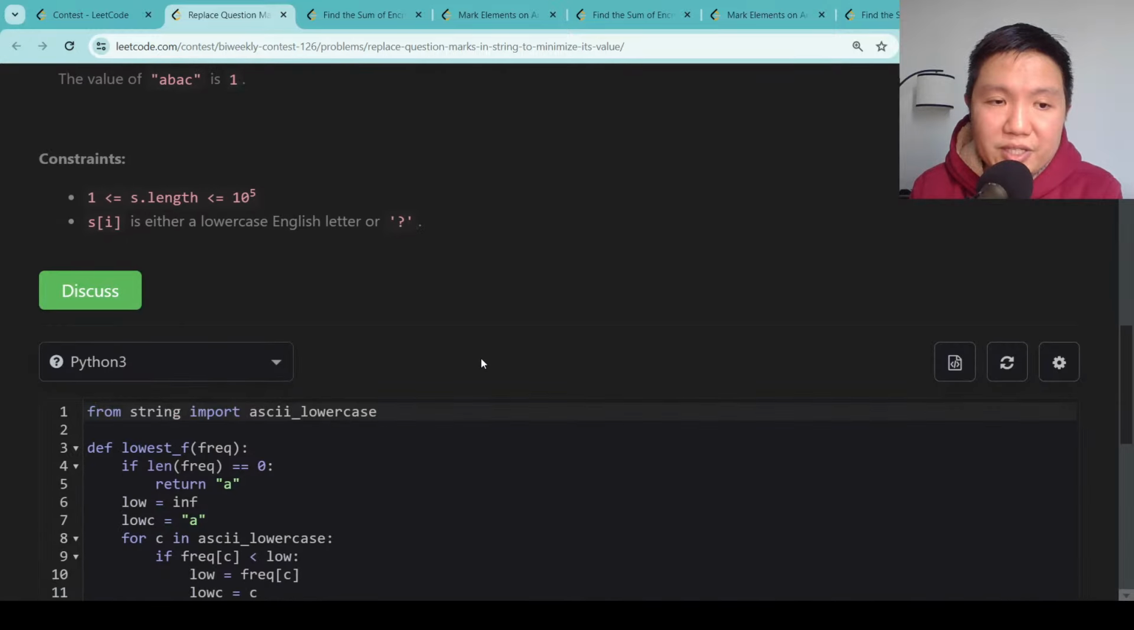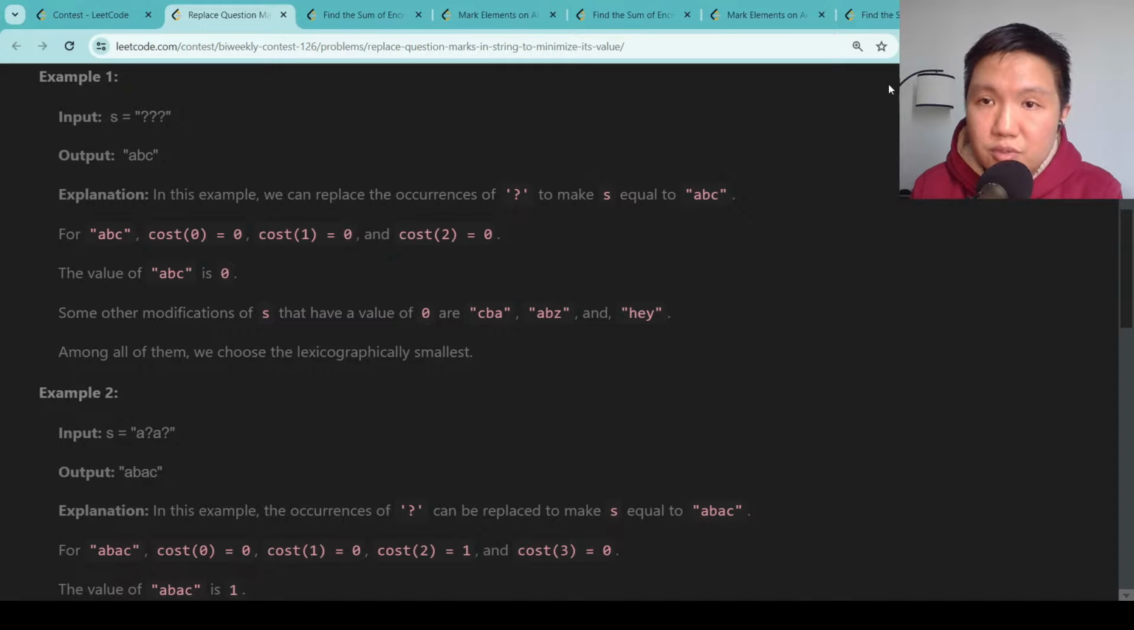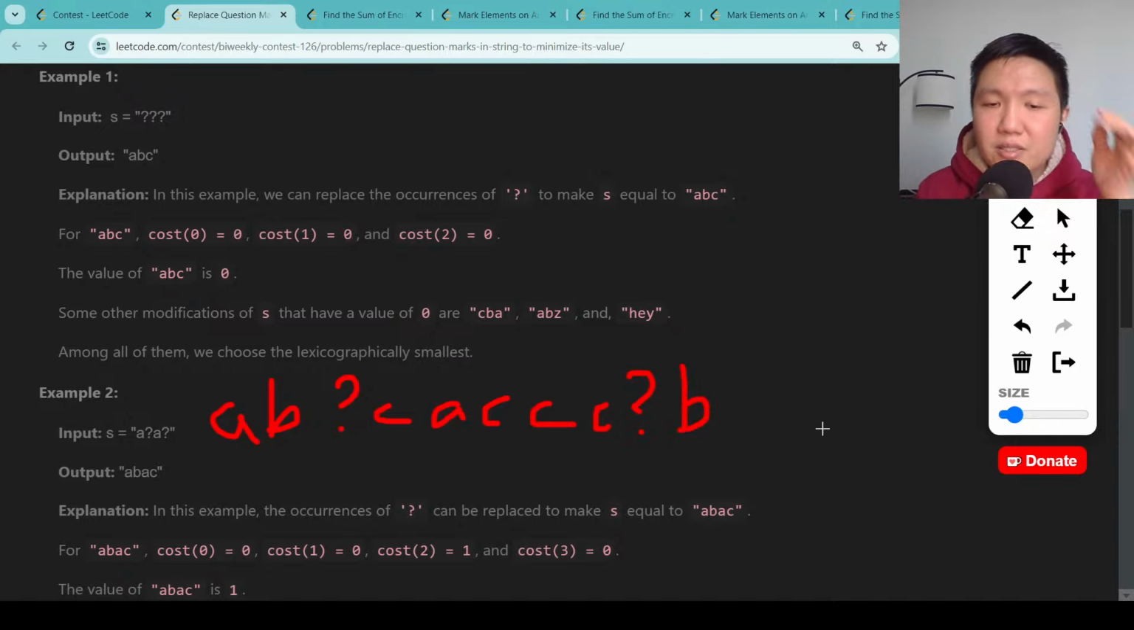Yeah, I think this is fairly straightforward. And so the way to think about it is, you want to think of, if you want to exchange a question mark with a letter, what additional cost are you adding?